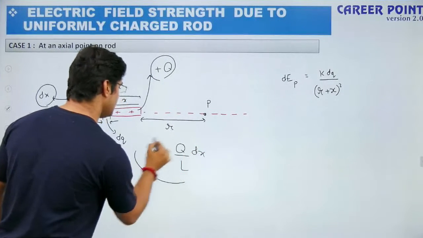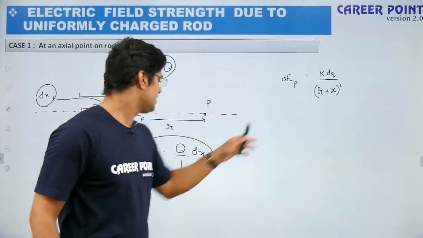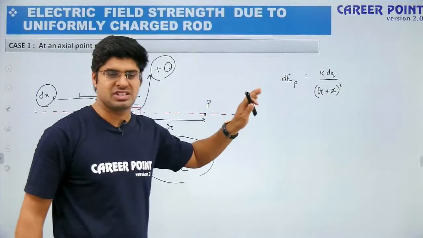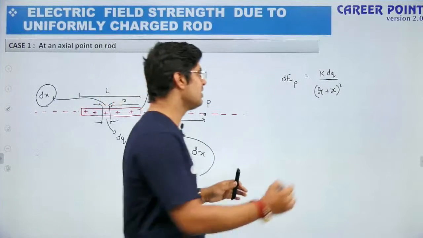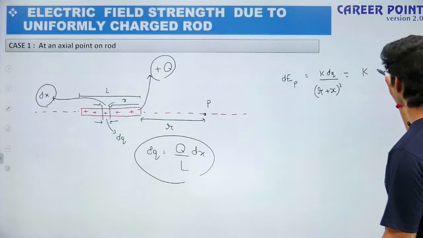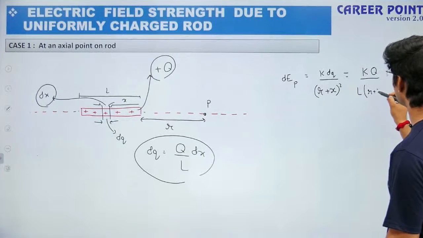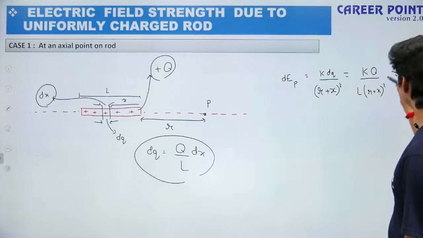So that's how we will write dq. If this is the value of dq, I am putting this value in that expression which we are getting for electric field. So in that case we can say k into capital Q by L into (r plus x) whole square dx.